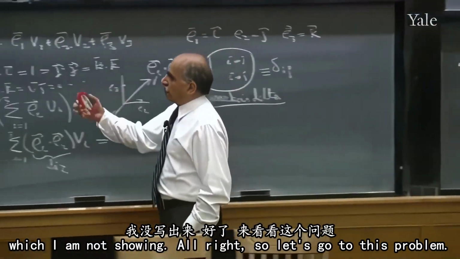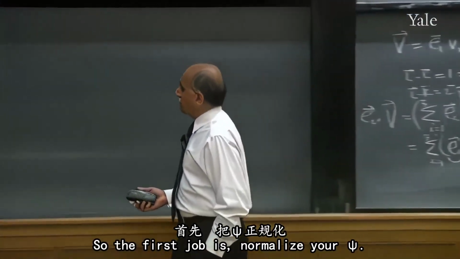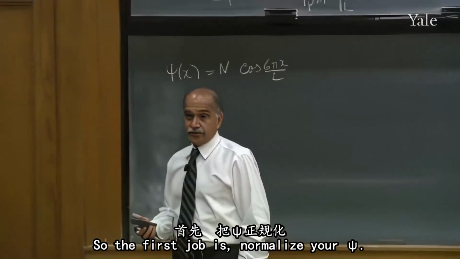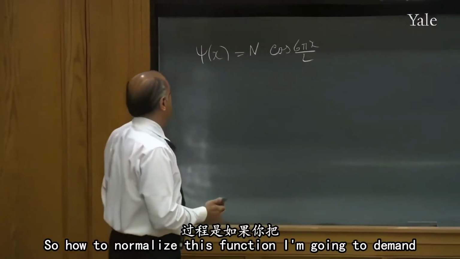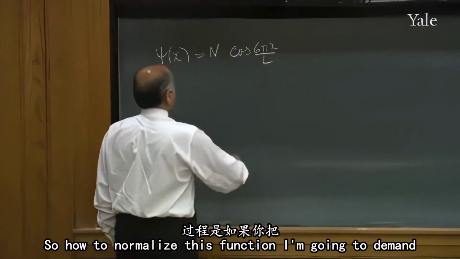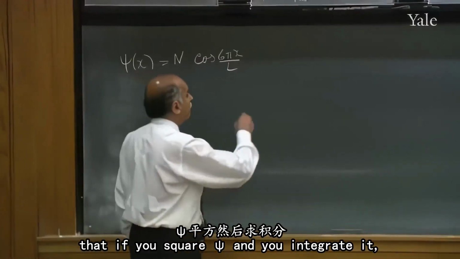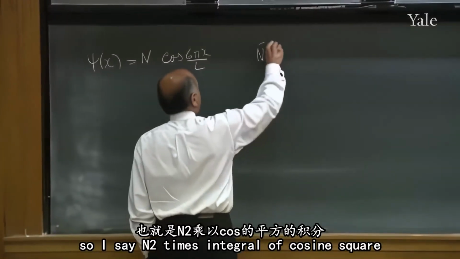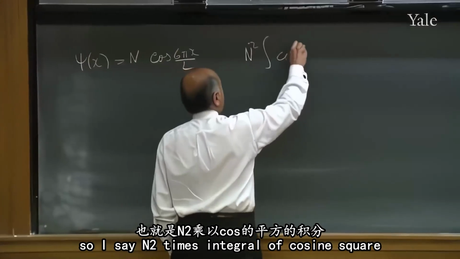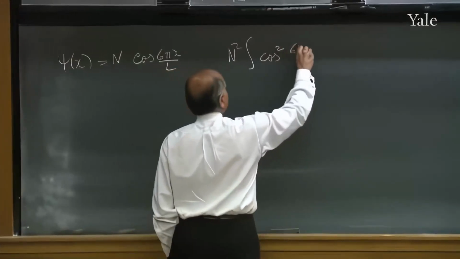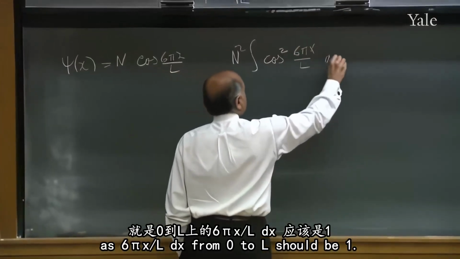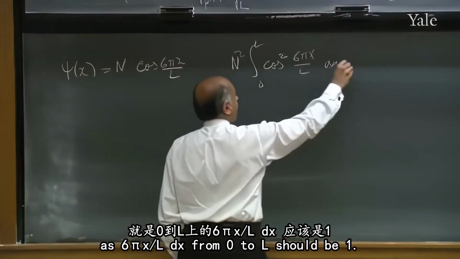All right, so let's go to this problem. So the first job is normalize your psi. So how to normalize this function? I'm going to demand that if you square psi and you integrate it, so I say N squared times the integral of cosine squared 6 pi x over L dx from 0 to L should be 1.